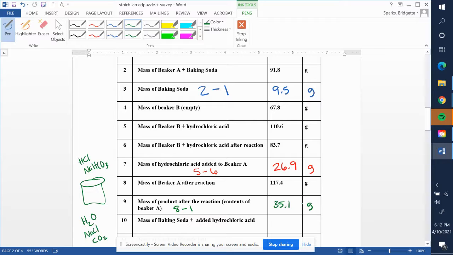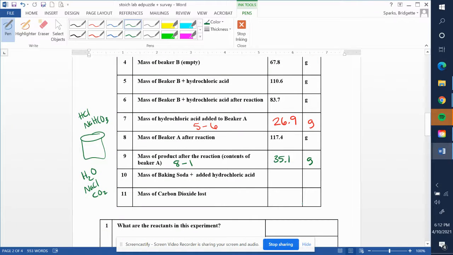Now we want to go back and compare this mass of product to the mass of the reactants, because our conservation of mass law says whatever the mass of these two together will equate to the mass of all of these, right?